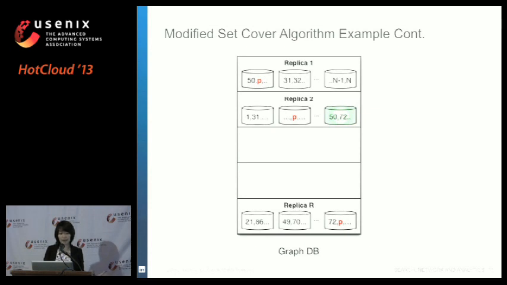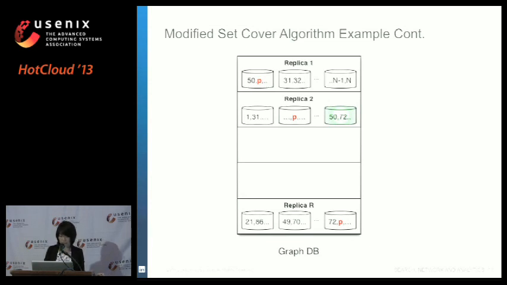If I only look at one node from each of these replicas that stores P, then there are two things I can guarantee. One is that at least this new partition P will be removed in this set cover iteration. And the second one is I will be looking at at least one node that offers non-overlapping coverage from this already selected node. That is because the graph DB nodes belonging to the same replica do not overlap with each other in terms of partition coverage.